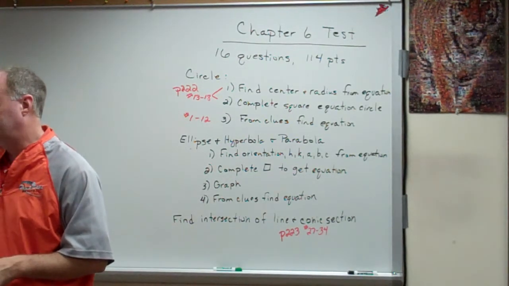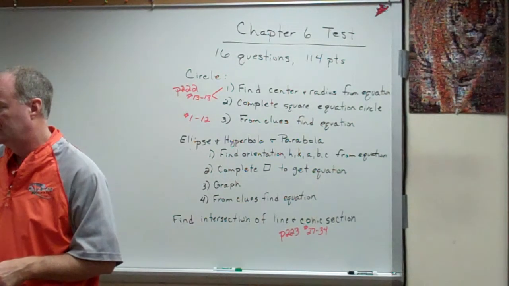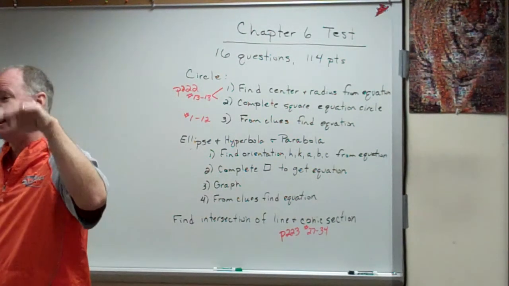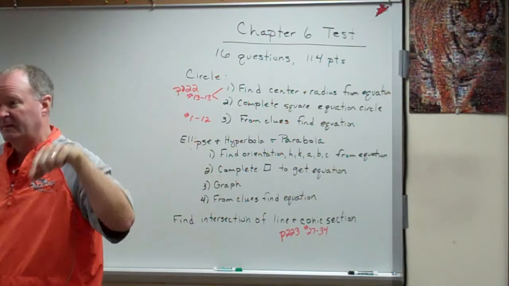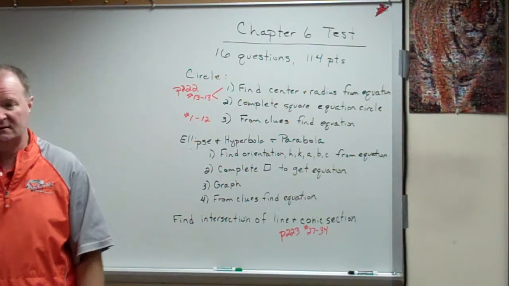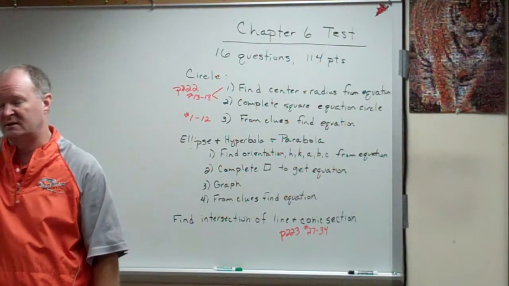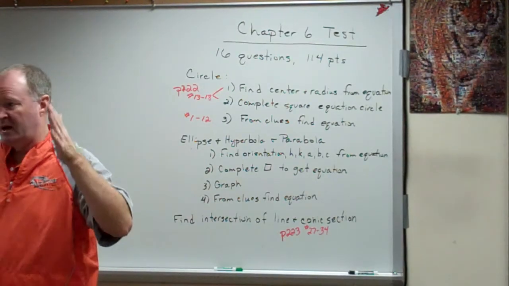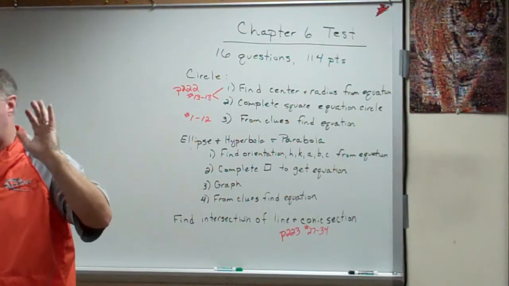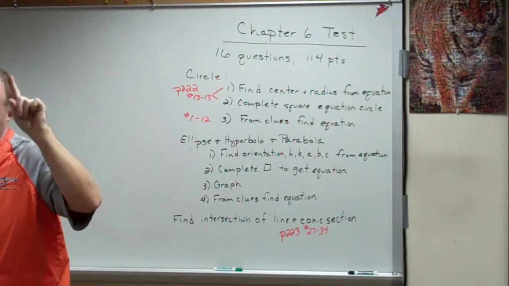Is there anything else we had to mess with? The largest number, the A squared, tells you the orientation, right? If the A squared is under X, it's on its side. If the A squared, or the largest number, is under the Y squared, it's on its end.